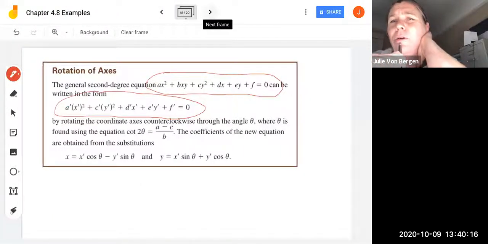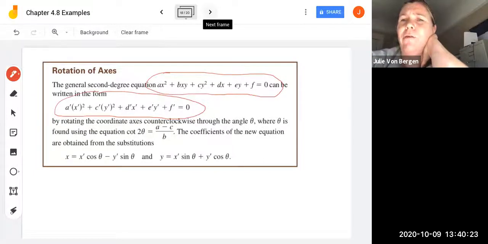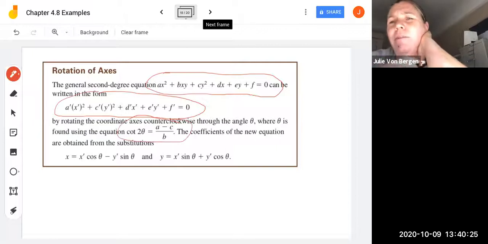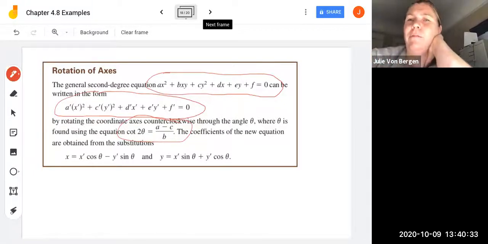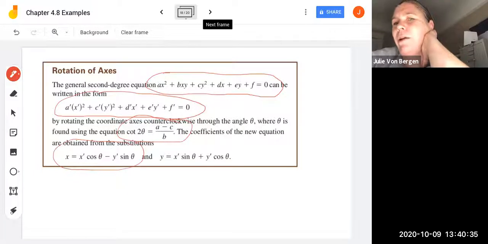And it can be written in this form by rotating the coordinate axes counterclockwise through the angle theta, where we find theta using this formula: cotangent of 2 theta equals a minus c over b from the original second degree equation for the conic section. And then the coefficients are obtained through this formula we just saw, where x is x prime cosine theta minus y prime sine theta, and y equals x prime sine theta plus y prime cosine theta.